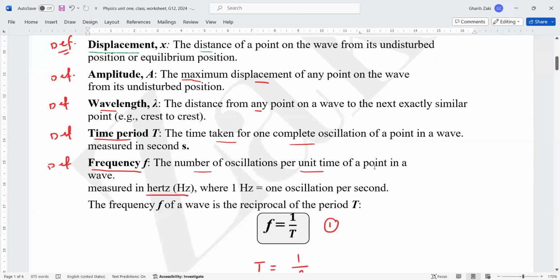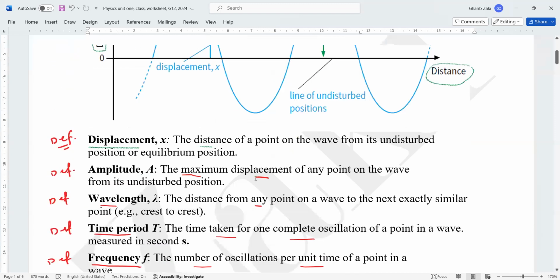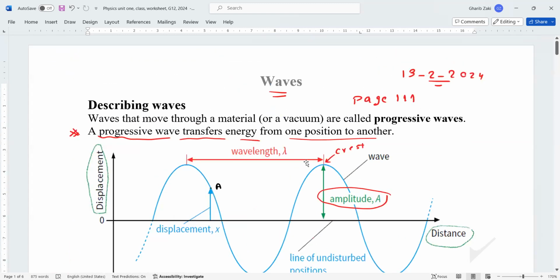Please write those definitions in your notebook, please. Later on, you can write this, but this is important. I will send this worksheet to you after the lesson, don't worry. But you have to write the definitions in your notebook, and you have to write the title describing the waves in your notebook, please, because I will not repeat this lesson again. Okay, guys? Any question, please?